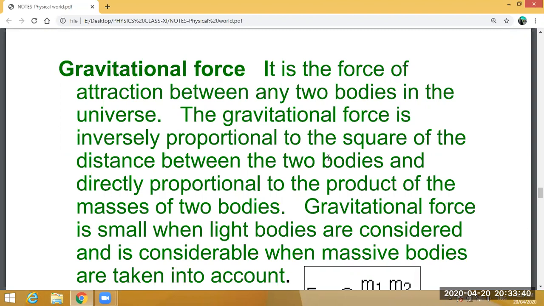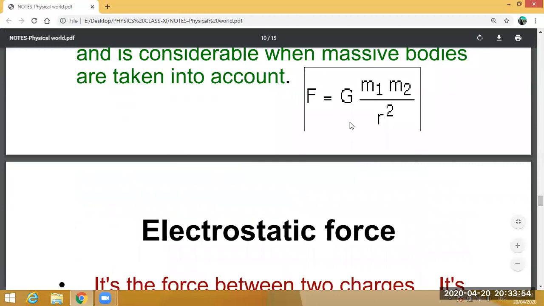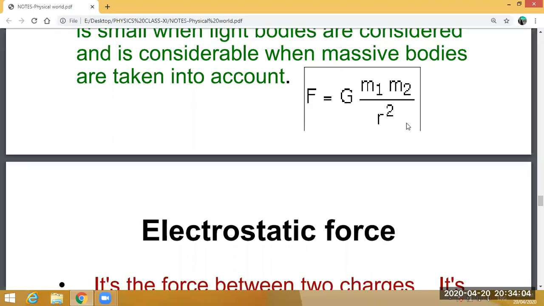Gravitational force is small when light bodies are considered and is considerable when massive bodies are taken into account. The mathematical formula for gravitational force, which all of you are already familiar with, is F equals capital G m1 m2 upon r square. So far it is just a brief discussion about that fundamental force.